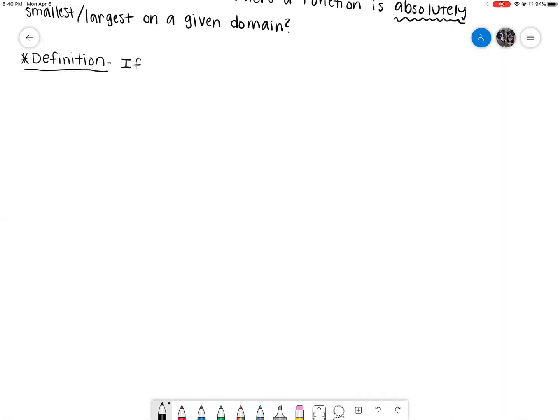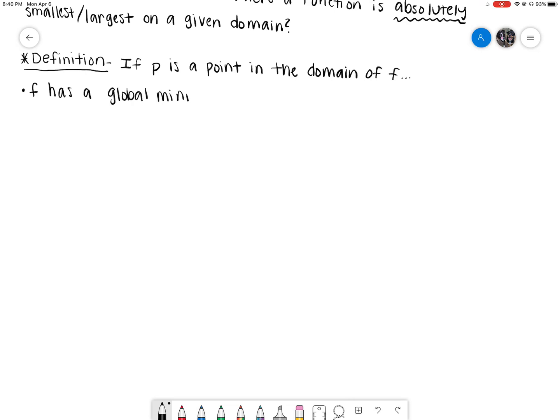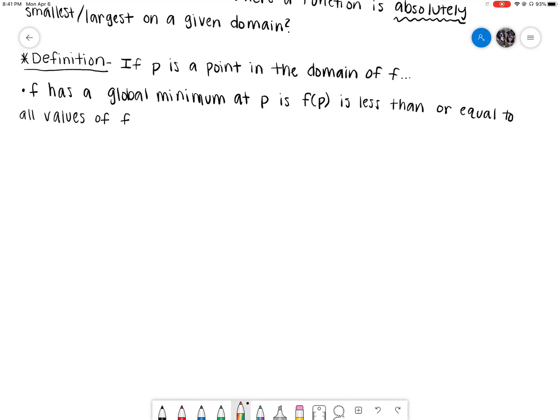If P is a point in the domain of F, then F has a global minimum at P if F of P is less than or equal to all values of F. So we call it a global minimum if it's less than or equal to all the other values.